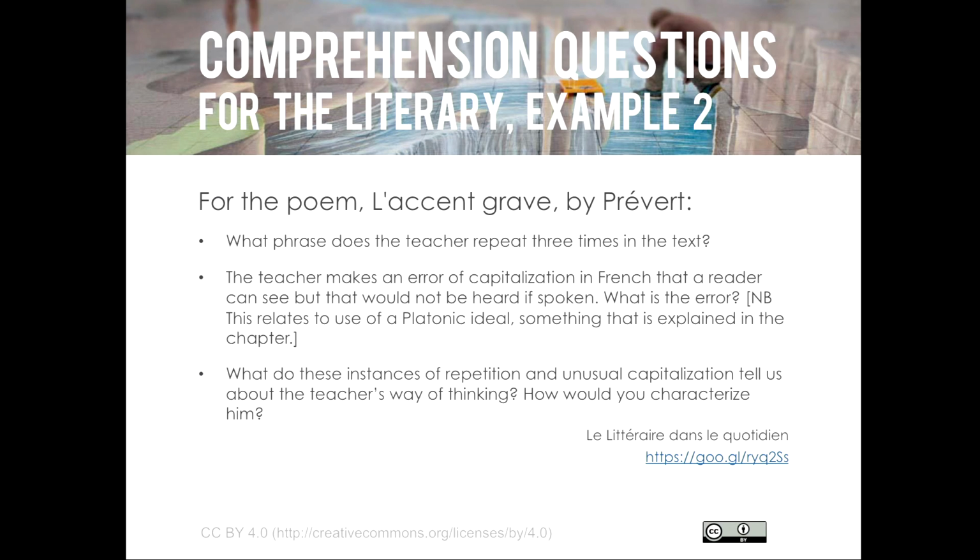So the questions that I ask students in this part of the poem: what phrase does the teacher repeat 3 times in the text? The teacher makes an error of capitalization in French that a reader can see but would not be heard if spoken. What is the error? And I give them information about the use of Platonic ideals. So what's interesting is that in this poem, the word in French, when you use the nouns for nationalities adjectively, so if you say he's a Frenchman, right, then it's capitalized. But if you talk about the language, he speaks French, it's not capitalized as it is in English. So that's one of the things that students at the very beginning levels have to understand, is the difference of capitalization.